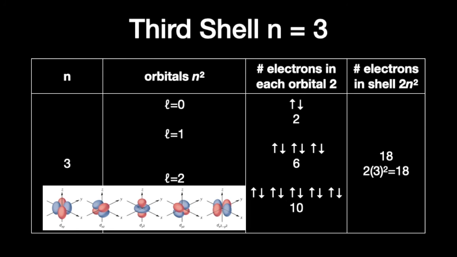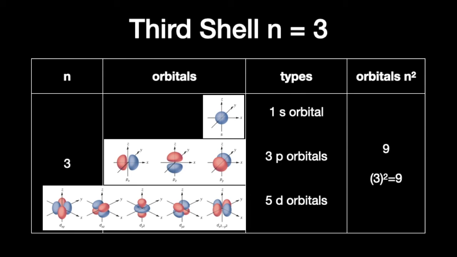Now, how do you count the orbital types? Again, we saw that there was one s orbital, there were 3 p orbitals, and there were 5 d orbitals. So 1 plus 3 plus 5 is 9, and we could also calculate it using n squared. So 3 squared is 9. So that's a neat little trick to just quickly figure out, well, how many orbitals do you have, all right?